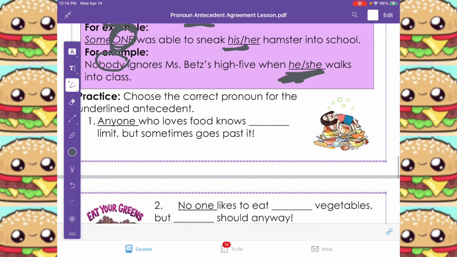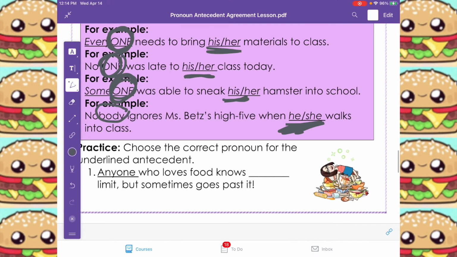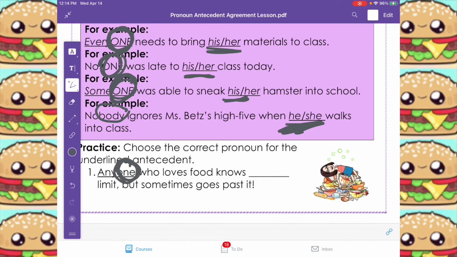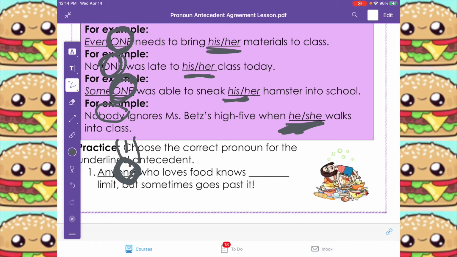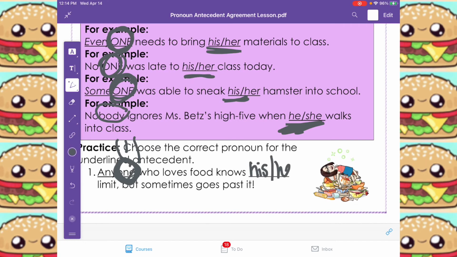Let's give it a go. Anyone who loves food knows blank limit, but sometimes goes past it. Knows everyone, any one, singular. Can it be there? No, that's plural. Knows his or her.